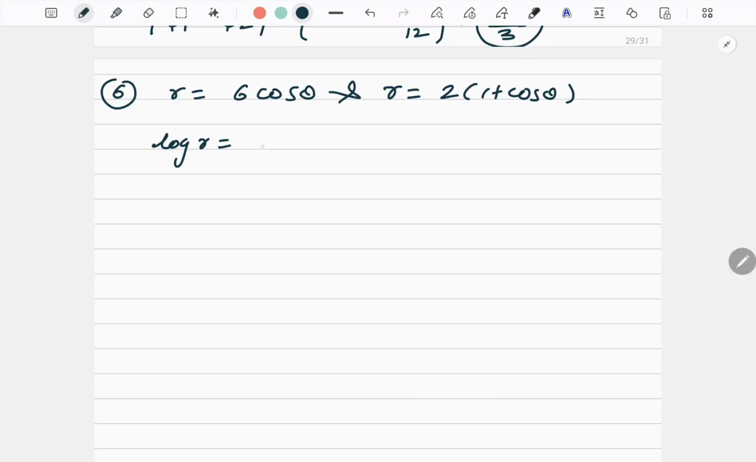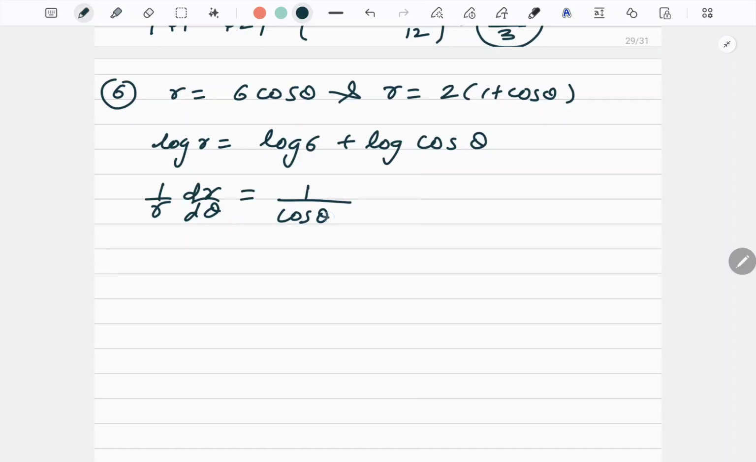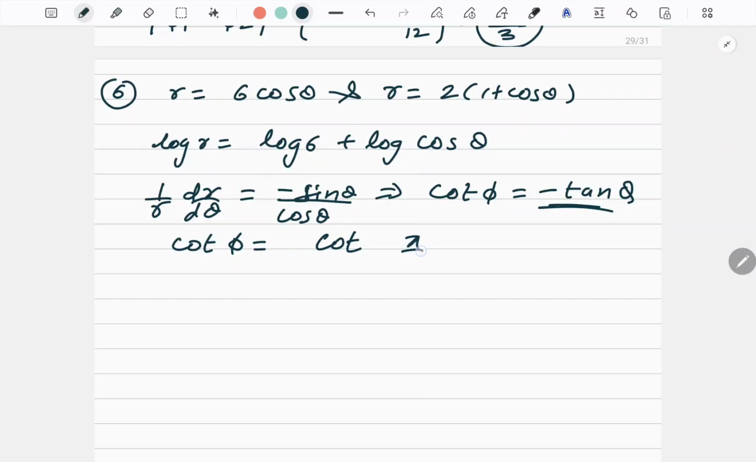Now log r is equal to log 6 plus log of cos theta. 1 by r dr by d theta is equal to 1 upon cos theta times minus sin theta. This implies cot phi is equal to minus tan theta. Correct? Now I want to convert this, so it will be cot of pi by 2 plus theta, not minus theta, because the minus sign is there, so plus theta. So phi is equal to pi by 2 plus theta. Correct? So this is my phi 1.